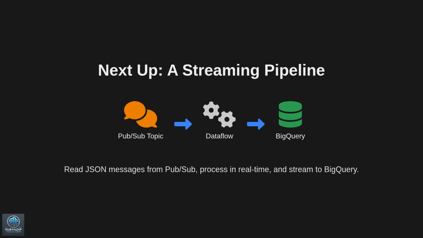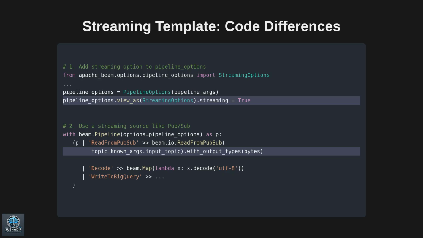Now let's switch gears to a streaming pipeline. Our goal here is to process data in real time. We will read JSON messages from a Pub/Sub topic as they arrive, process them, and stream the results directly into a BigQuery table. The code for a streaming pipeline is very similar.